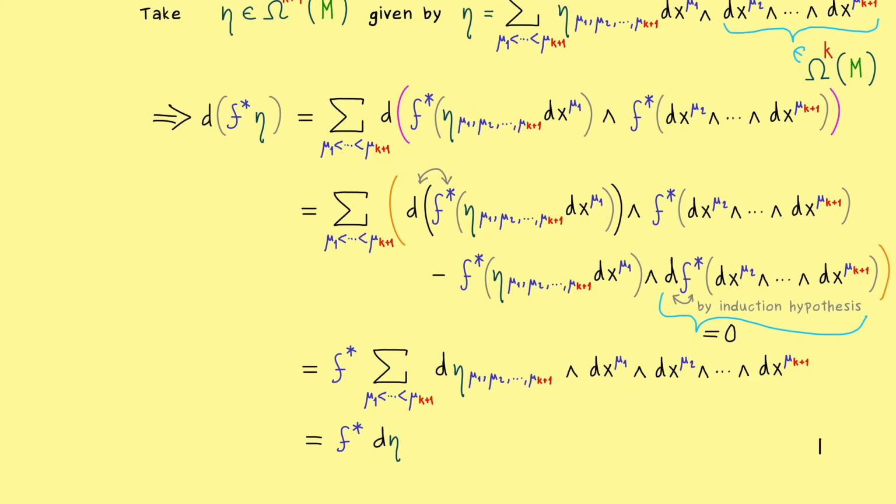And this finishes the proof of the naturality of the Cartan derivative. And indeed, this fact is quite helpful because we will often shift around with a smooth map f. And how we can apply that, we will definitely see soon.